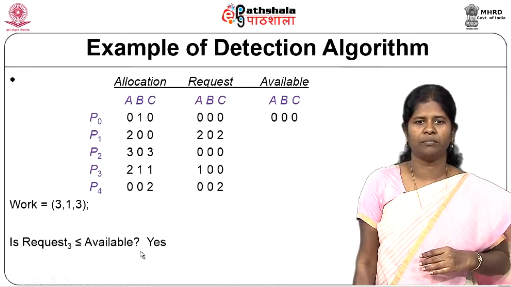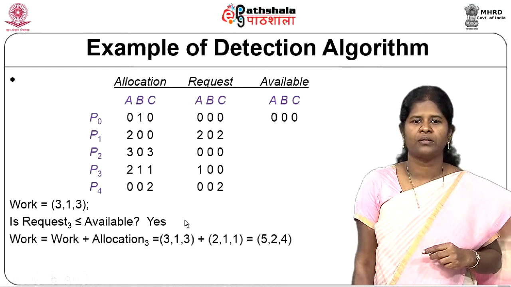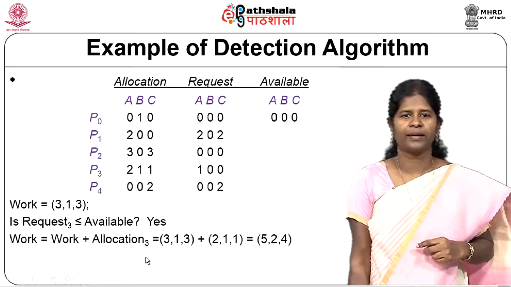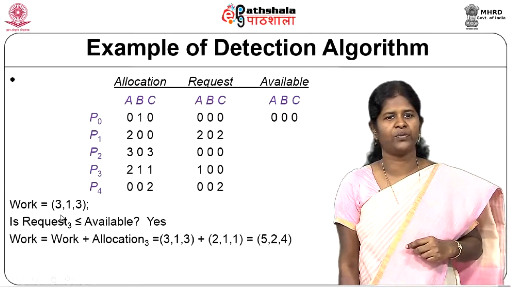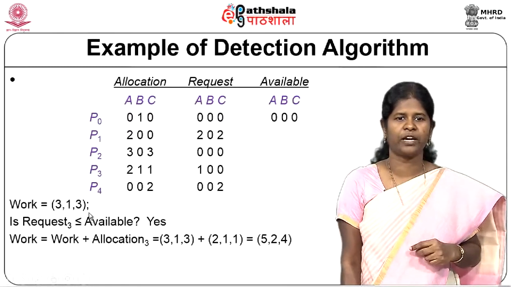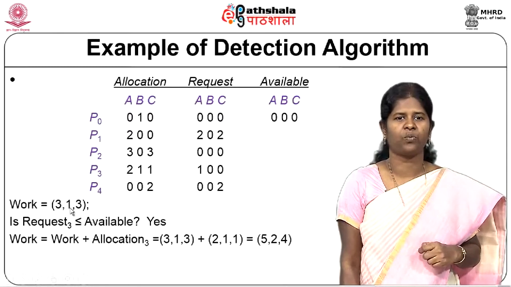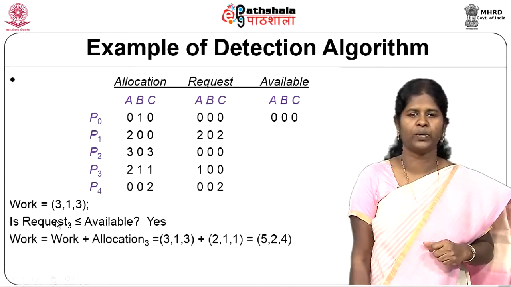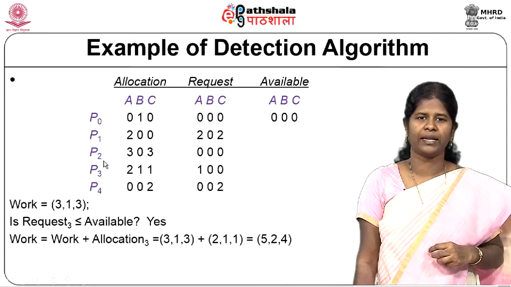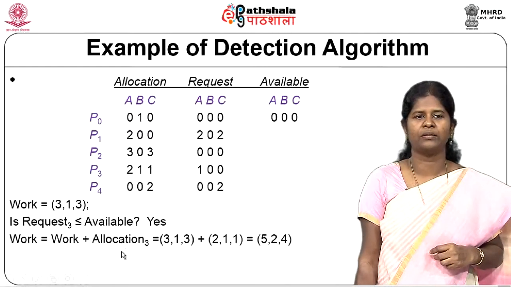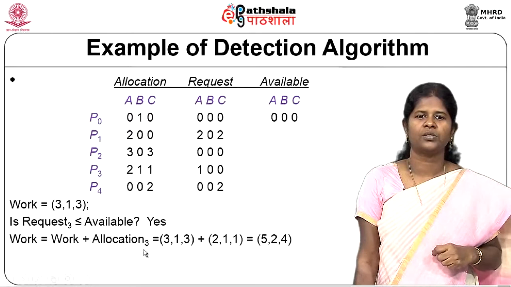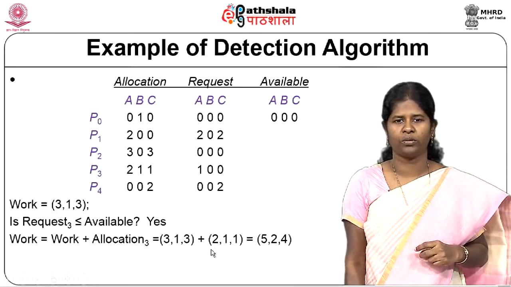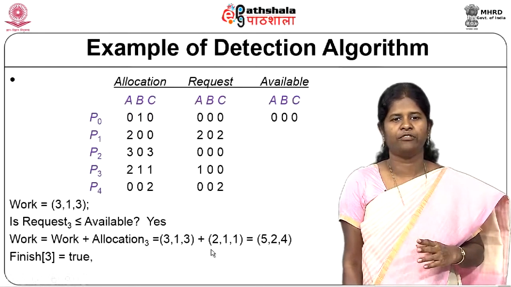We check process P3. So, what is the request of P3? It is 1 0 0. Can the request of P3 be satisfied with what is available? Yes, it can be satisfied. So, we have 3 A's, 1 B and 3 C's. P3 just needs 1 A, which can be satisfied with this, and hence what is currently allocated to P3 is also added to what is available. So, work becomes 3 1 3 plus 2 1 1, you have 5 2 4, and finish of 3 is true.